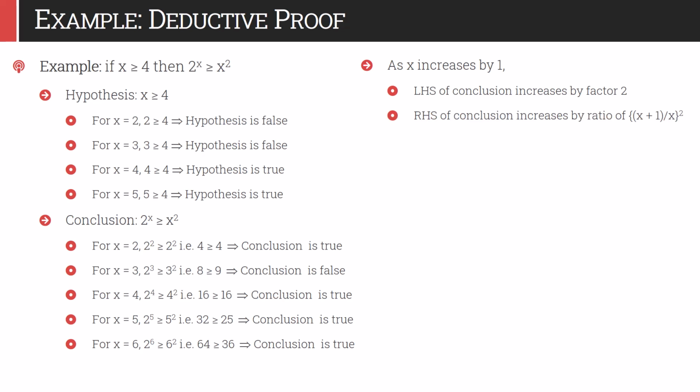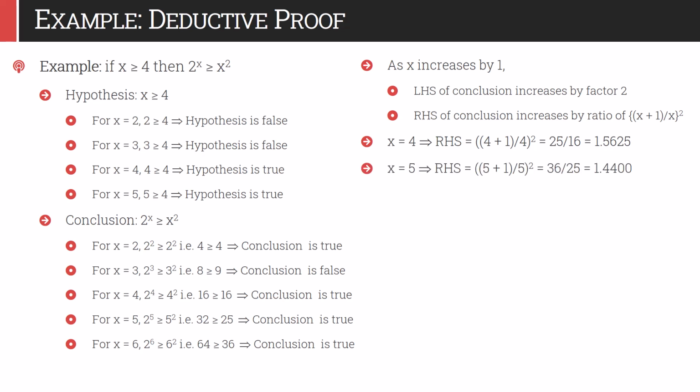And the right hand side of the conclusion increases by the ratio of (x plus 1) divided by x, whole squared. Right? So that is the ratio you can see for all the increments on the right hand side of the conclusion. For example, if x is 4, then the right hand side ratio would be (4 plus 1) by 4 whole squared, that is 25 by 16, it is 1.56 times.